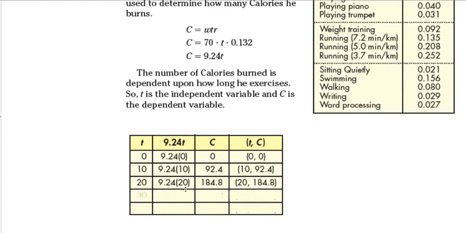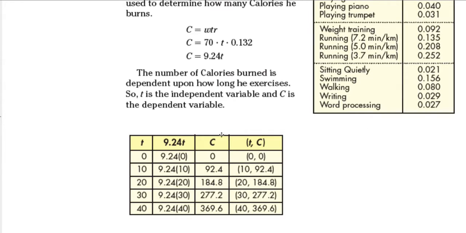For 30 minutes, we follow the same process. Manuel burns 277.2 calories if he plays 30 minutes. And for 40 minutes, Manuel burns 369.6 calories. So for every 40 minutes that he plays football, he burns 369.6 calories.